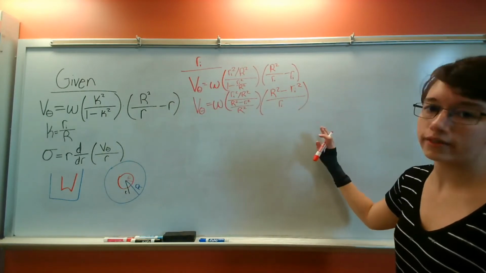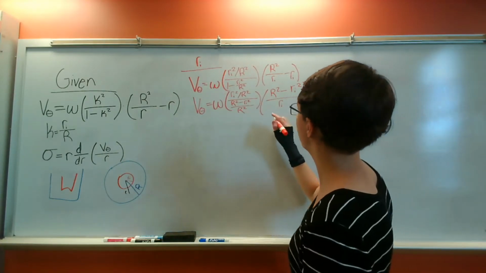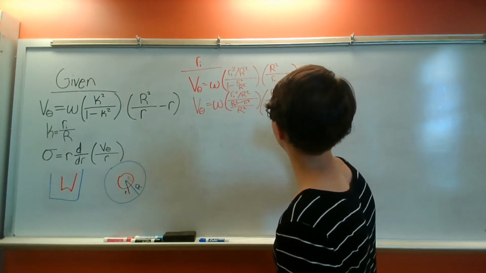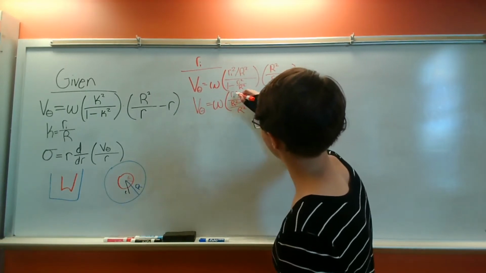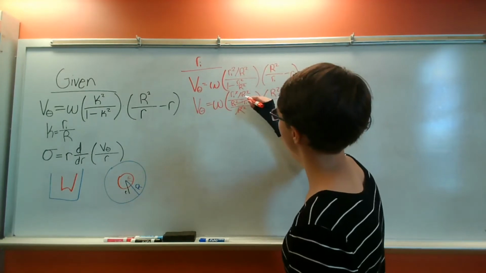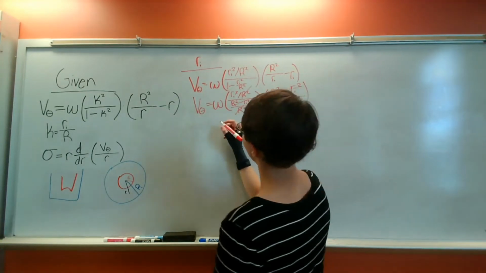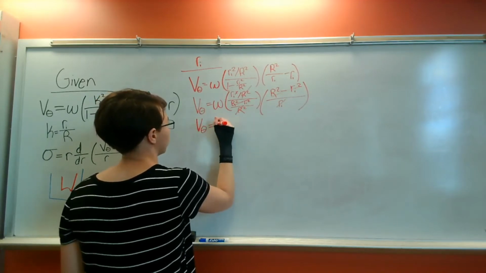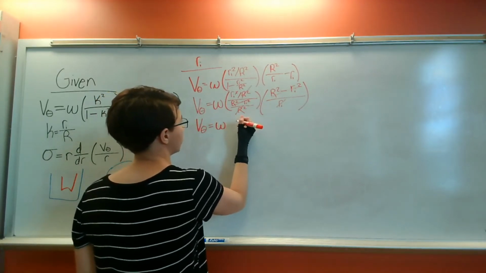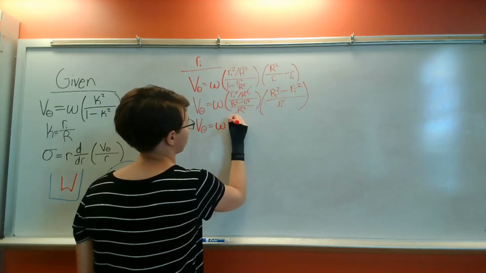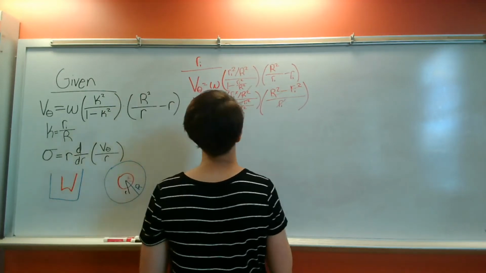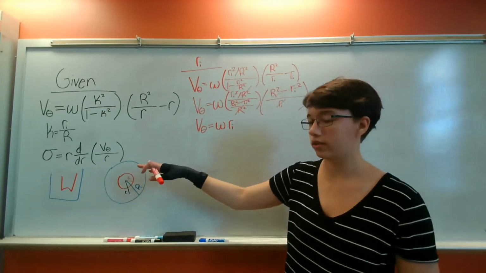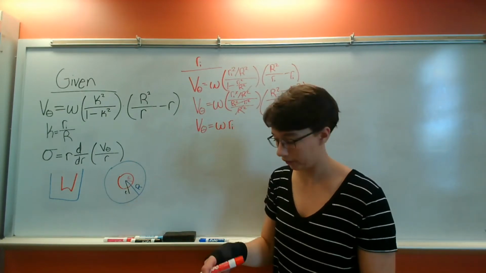Alright, and so then we can see that we've got some things that cancel. We've got this that cancels. One of these cancels with one of those, and those cancel. So in the end, we've got the velocity is equal to the angular frequency times the inner radius. So that shows that yes, the inner cylinder is moving.